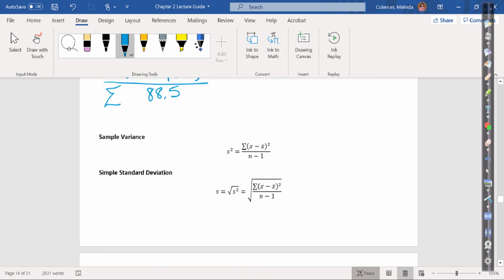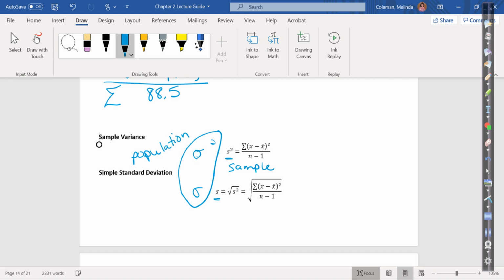All right. We already mentioned that the only difference is instead of using sigma squared and sigma, we use S's when it's the sample. So the S is the sample, the sigmas represent population.